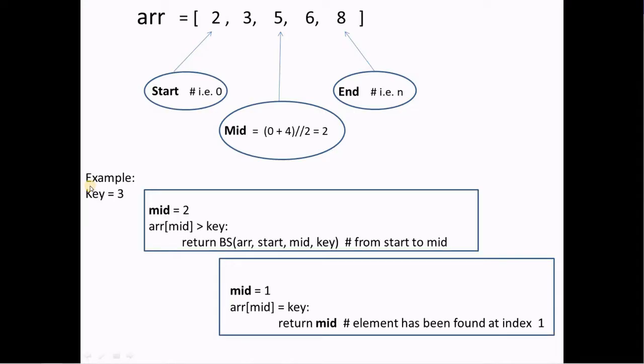Let's take an example. We have key element equal to 3. We have computed the mid element to be 2 by the same formula. It checks whether the element at mid index is greater than the key. Key is 3 and the element at index 2 is 5. So the element is greater than the key. We will recursively call the binary search function with these parameters: start, mid, key. This should be noticed that at the place of end we have this mid.